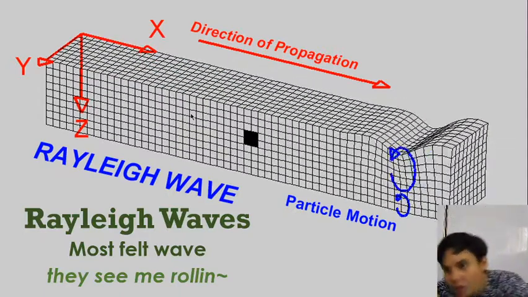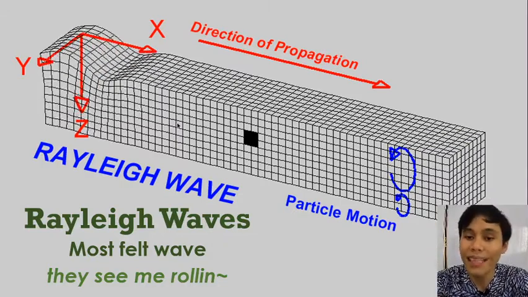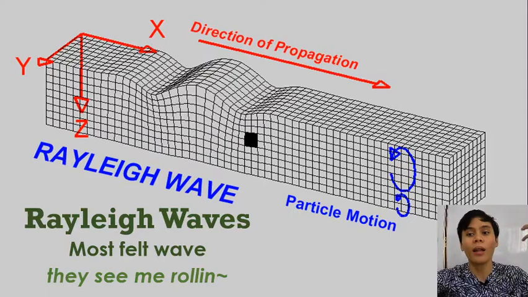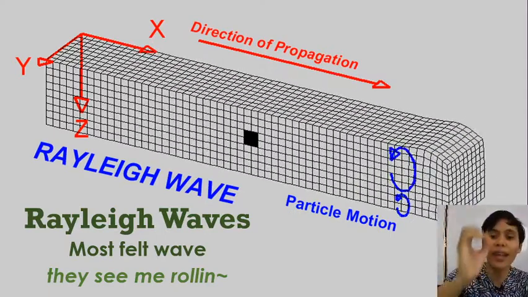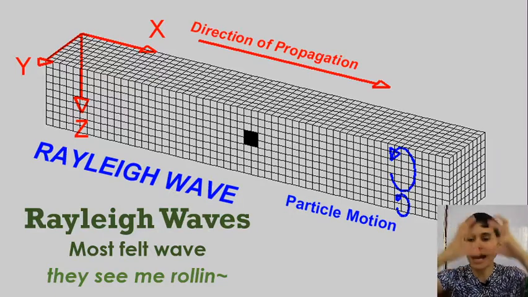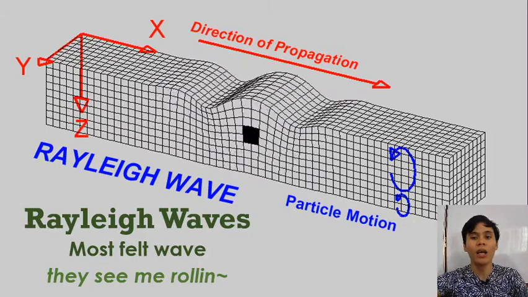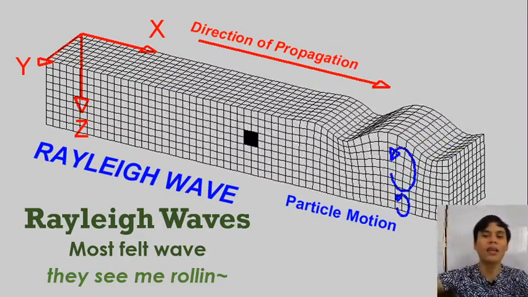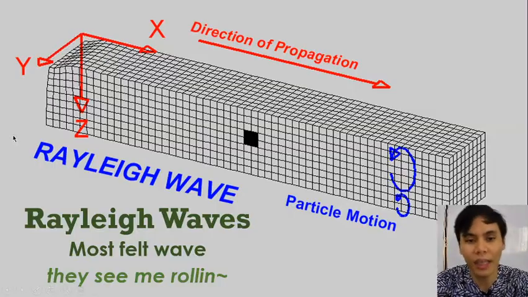So they roll right, left, up, down, and then back in place. So it's most felt, but it's not as dangerous as Love waves because things still end up just going back to where they belong. Alright? Again, your matter generally just rolls around and then goes back to its proper position. So even though we feel it, it doesn't actually cause a lot of damage. It still does though. So it's a rolling wave, your Rayleigh wave.